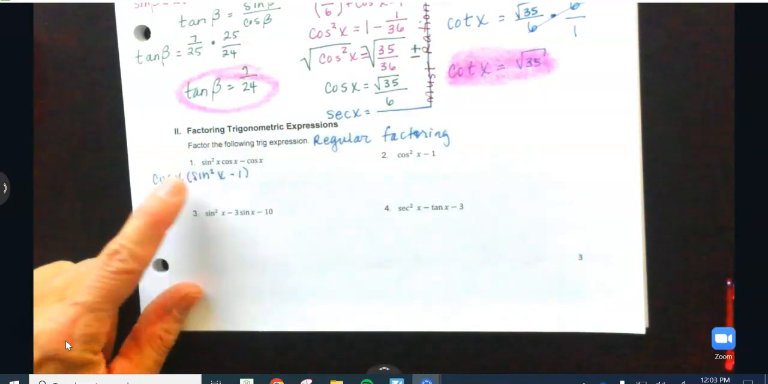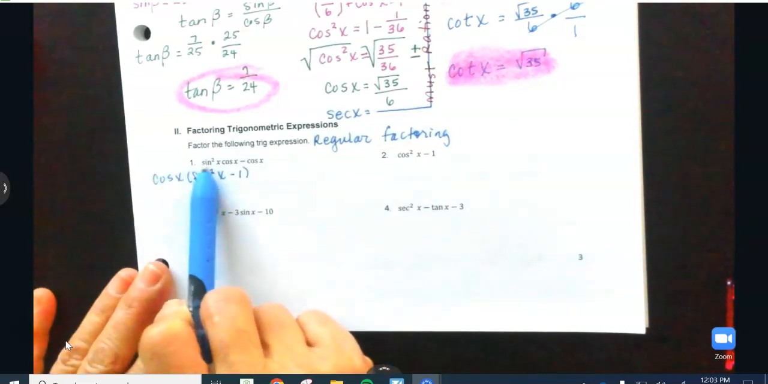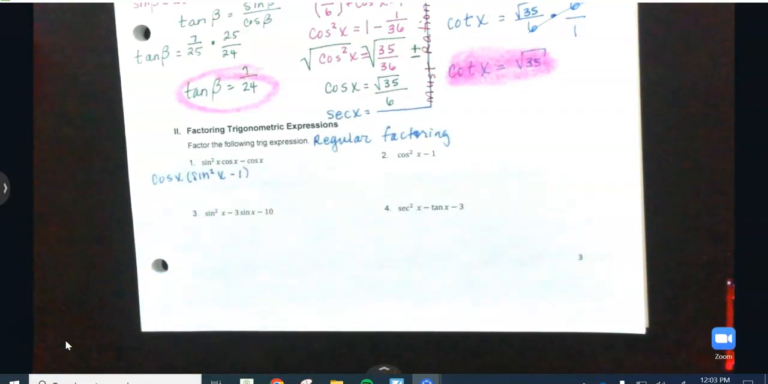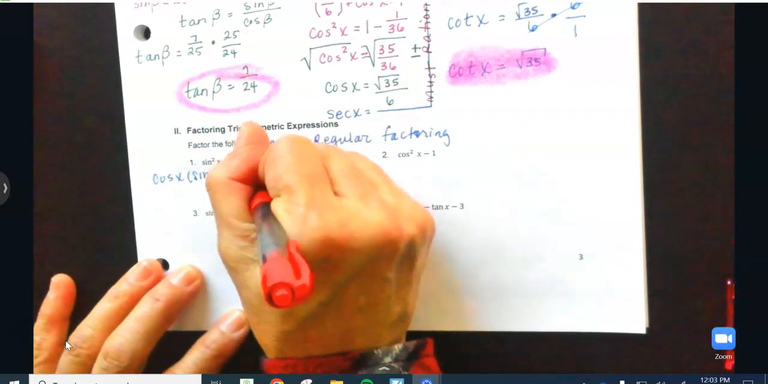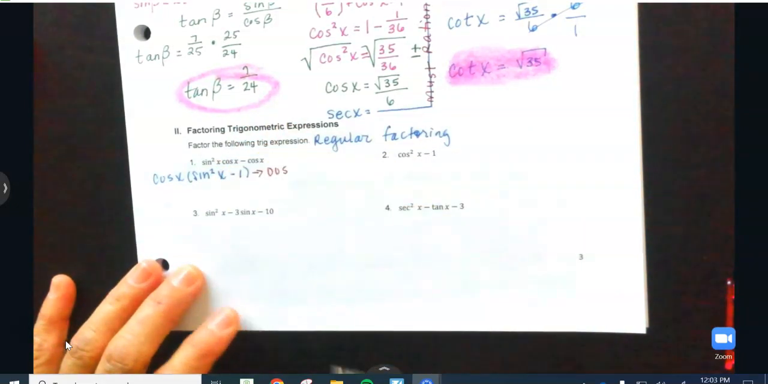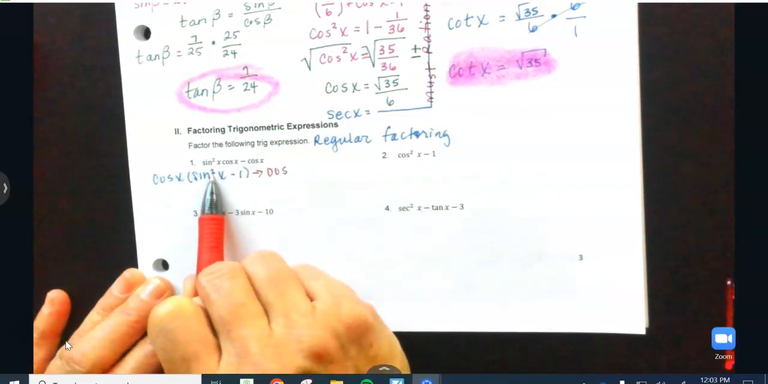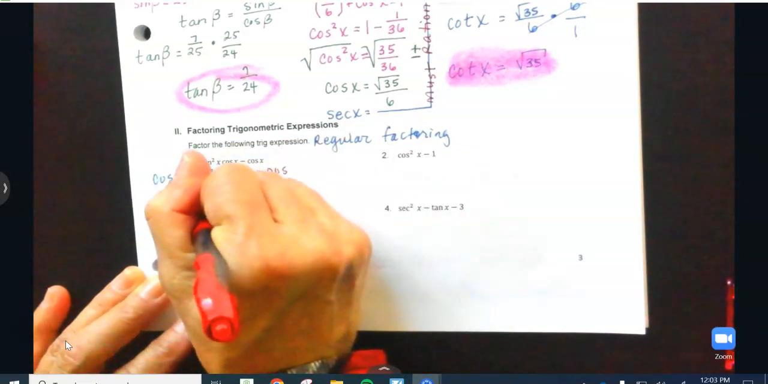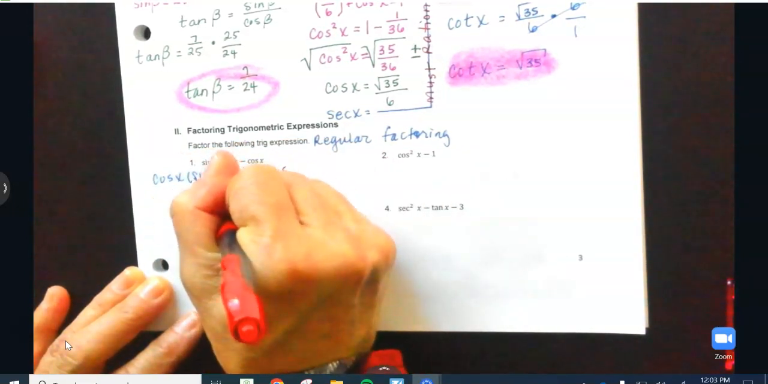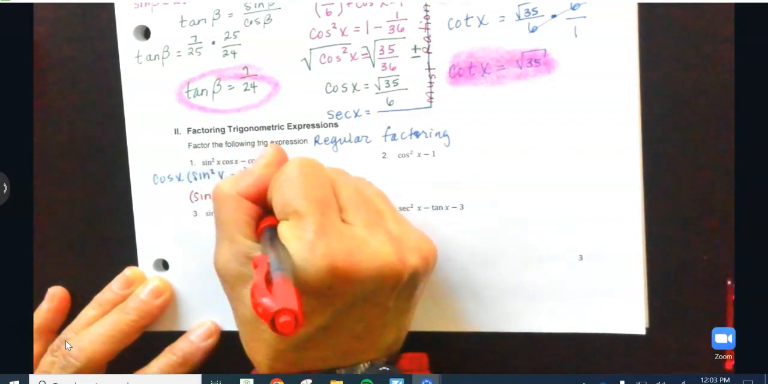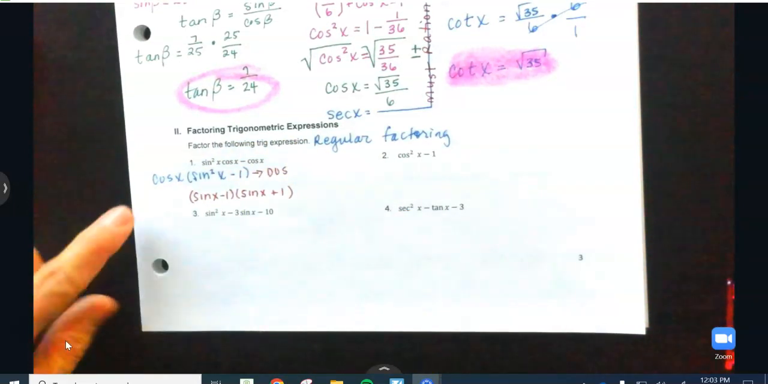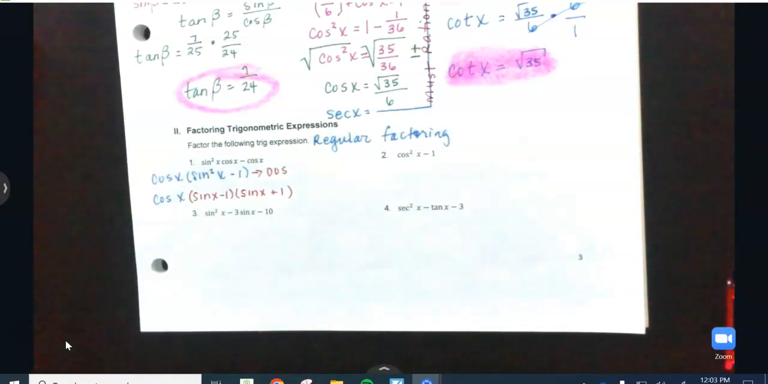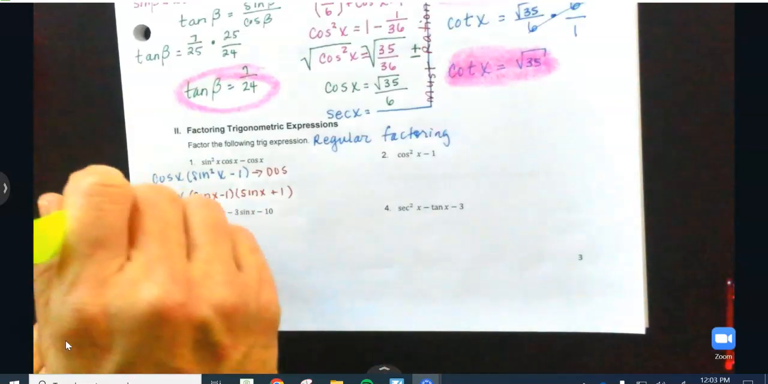And you can always double check by distributing this back. Cosine times sine squared is going to be sine squared cosine. Cosine x times the -1 is negative cosine x. But you are not done. That is a difference of squares. This can go further because it's squared. That exponent is the same exact thing as x squared. Now remember, a difference of two squares is going to be sine x minus 1 and sine x plus 1. Don't forget to bring down your GCF from the previous line of your work. That is the complete factored form for this expression.